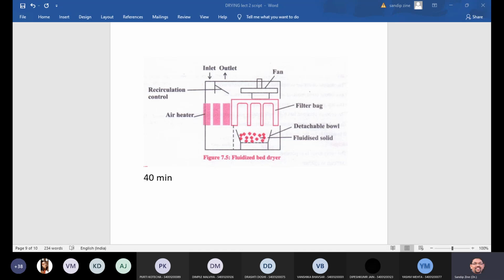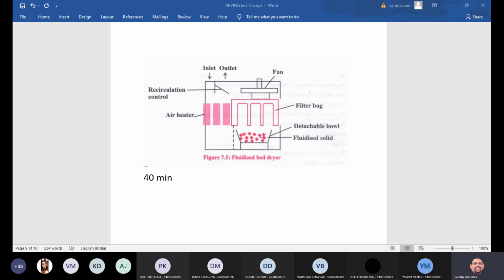Then in disadvantages, what can we say? Many organic powders generally develop electrostatic charges during the drying, and to avoid this, efficient electrical grounding of the dryer is essential. Also there are chances of attrition of some materials, resulting in the production of fines. Because of the attrition, there are chances of clogging, or maybe we are not getting the exact material that we loaded on the dryer.